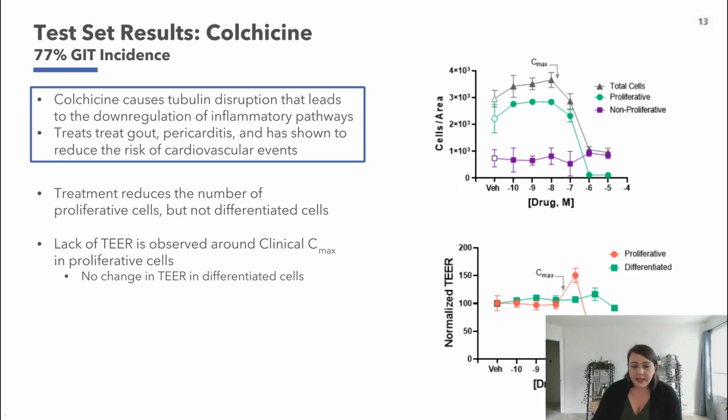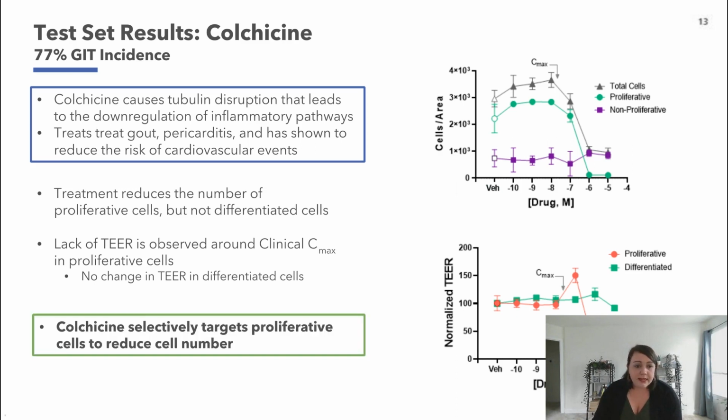So you see that 10 to the negative sixth on the bottom graph is where we don't have barrier function. Now, interestingly, in this set of data, we also ran colchicine on just fully differentiated cells. So these are a full barrier. There are no proliferative cells. And you see that there's no change in the ability for these cells to maintain a barrier when given colchicine.